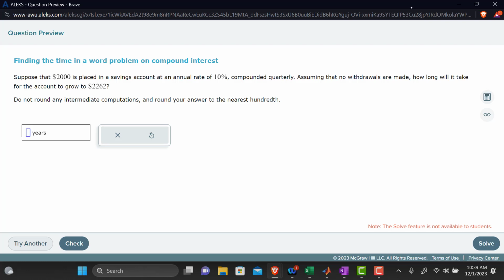Assuming that no withdrawals are made, how long will it take for the account to grow to 2262, which is our final amount, or A in this case. And so it gives us the interest rate, it gives us the before and after amounts, it gives us how many times we've compounded it. It wants us to solve for t. All right, so 2,000, 2262, 10%.